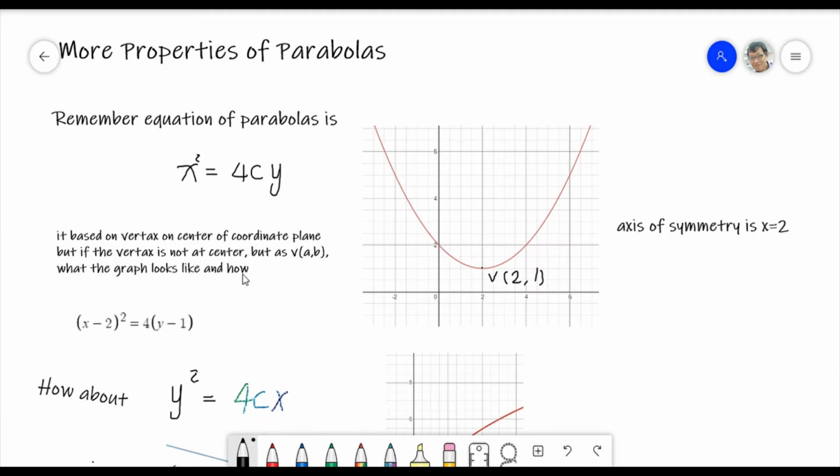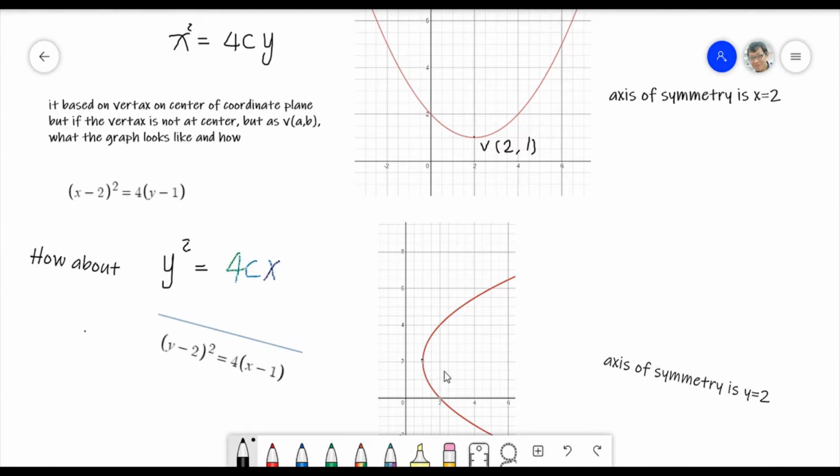But there are many different scenarios. The parabola can face downward, leftward, or rightward. How can that be? For example, right now it's x squared equals 4cy, but if we change it to y squared equals 4cx, then the graph turns to the right. So you can see the graph is turning right. It also can turn down.